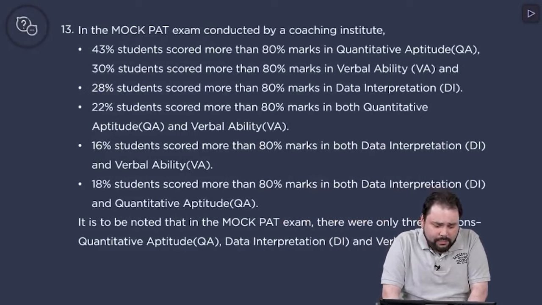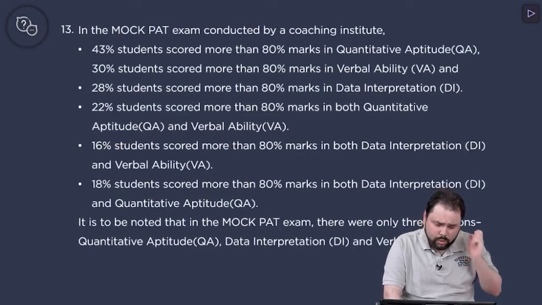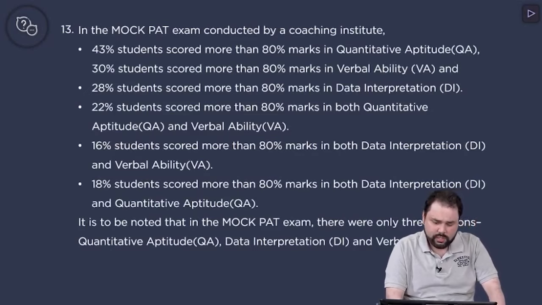I like this direct. Okay. In the mock PAT exam conducted by a coaching institute, 43% scored more than 80% in quant, 30% scored more than 80% in verbal, and 28% scored more than 80% in data interpretation. 22% students scored more than 80% in both quantitative aptitude and verbal. 16% students scored more than 80% in both data interpretation and verbal. 18% students scored more than 80% in both DI and quant. It's to be noted that in the mock PAT there were only 3 sections.